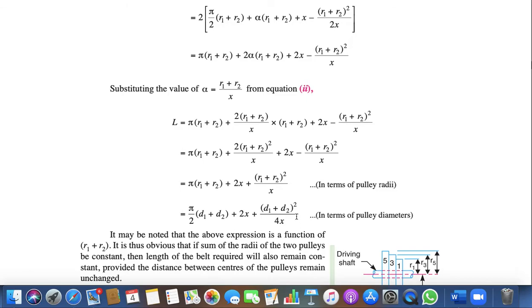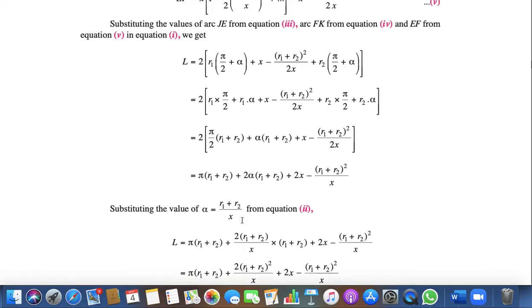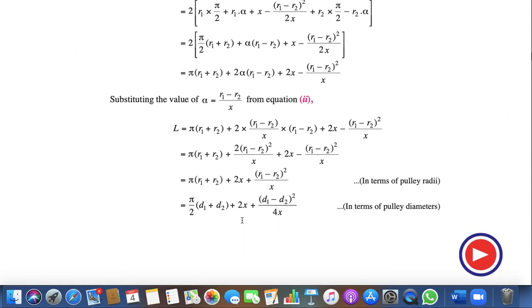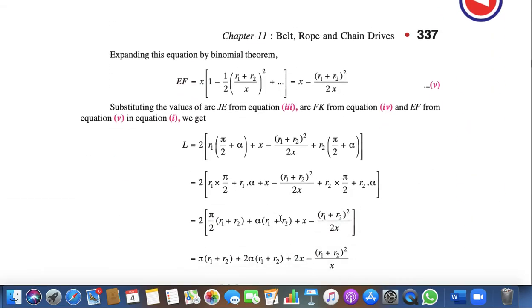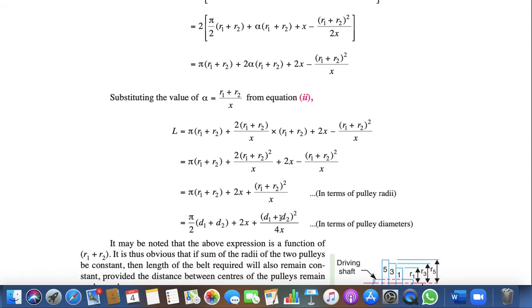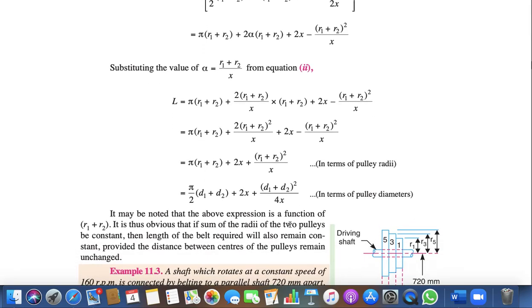The only difference is the sign in this expression compared to the open belt. This is pi by 2 (d1 plus d2) plus (d1 plus d2) whole square divided by 4x plus 2x. In the open belt drive, as you can see, only in the third term of this equation there is a minus. Remaining all things are the same in either open or closed belt. This will also help you to remember or recall the formula whenever you are solving any kind of numerical problem. So we are stopping here.